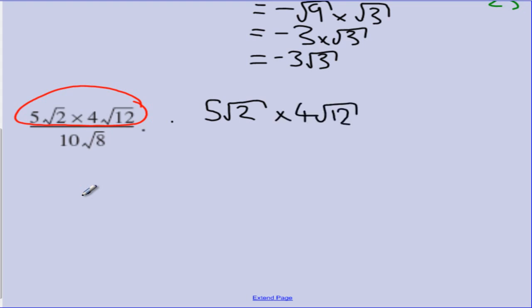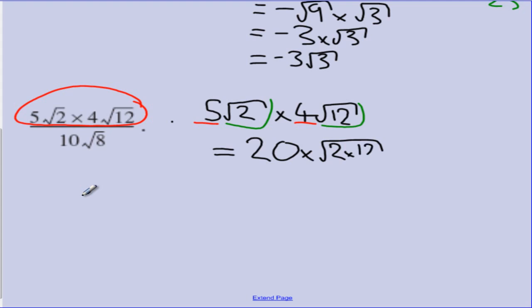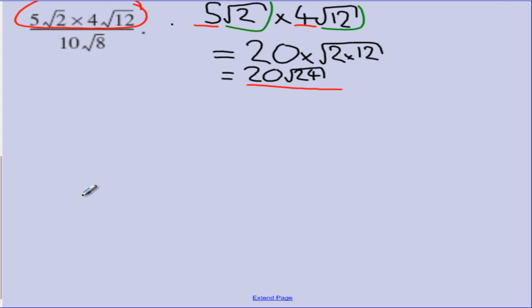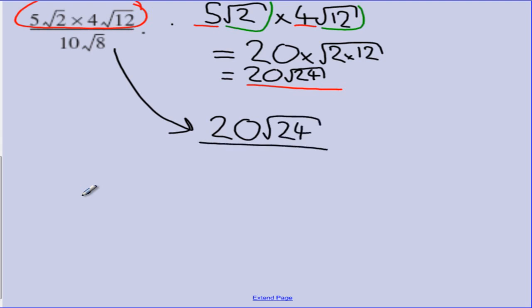Now remember, when multiplying surds together, it is the coefficients by coefficients and the surds by the surds. So our next line is going to look like 5 times 4 gives us 20, multiplied by, under the surd, 2 times 12. So that will give us 20 root 24. Now we're going to stop there for the top line. So there is our answer, our new top line. Bringing this question down here, our new top line is our previous answer, 20 root 24, divided by 10 multiplied by the square root of 8.